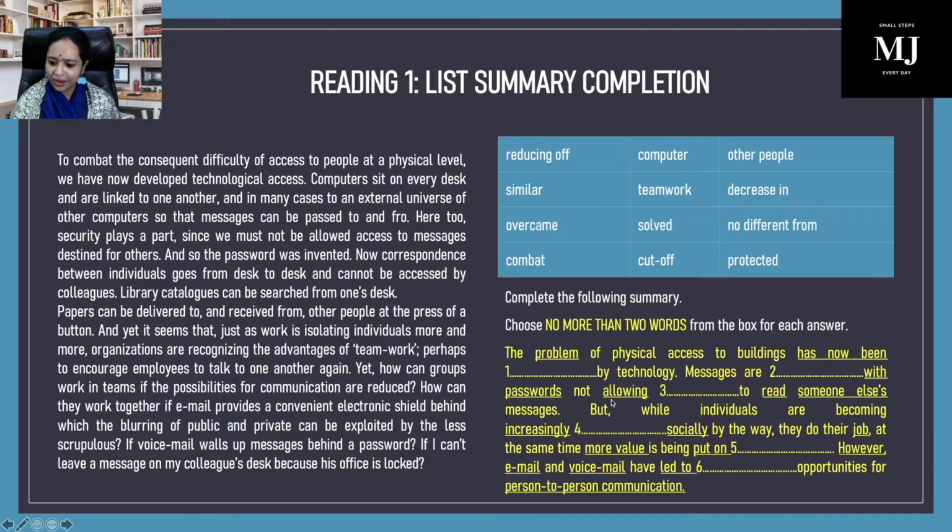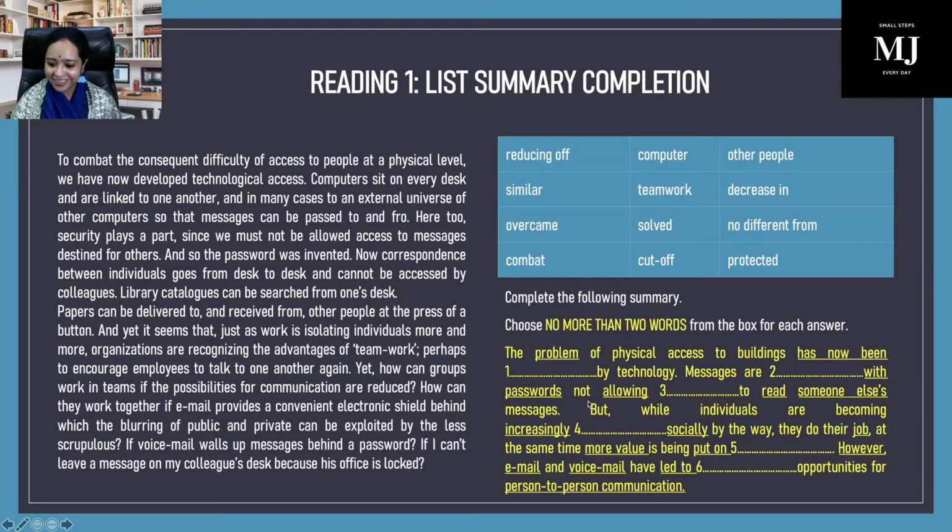Oh, not allowing. Okay, we must not be allowed. We, that means people. Okay, dash to read someone else's messages. This very word is telling that still we are on the people. Destined for others, so some other people. Okay, let's check the pre-selected list, guys. People, people, people, other people. That can be the probable answer.